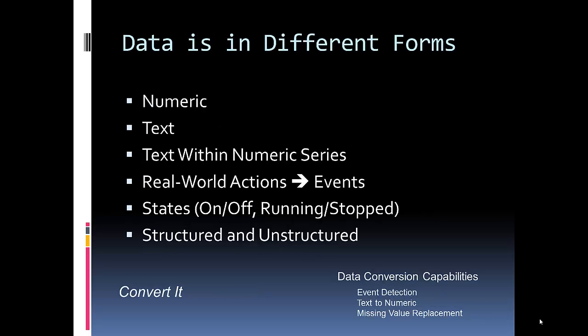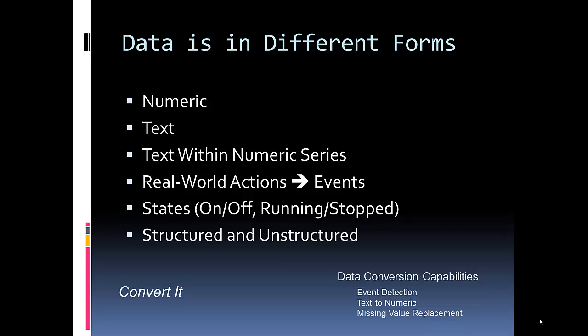And data is in different forms. It can be numeric and text. It could be text within numeric, as I just showed. It could be real-world actions, such as valves opening and closing, having text like open and closed, which actually you want to interpret as being events. Or they could be states like on, off, open, closed, running, stopped, and it could be structured or unstructured. So we have a variety of data conversion capabilities that include event detection and text to numeric and missing value replacement.